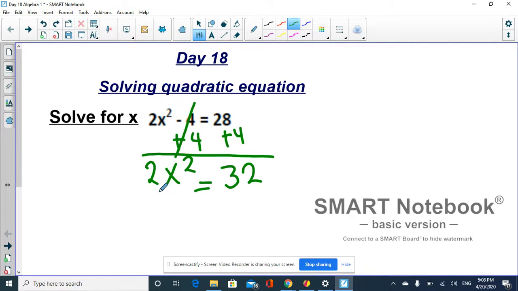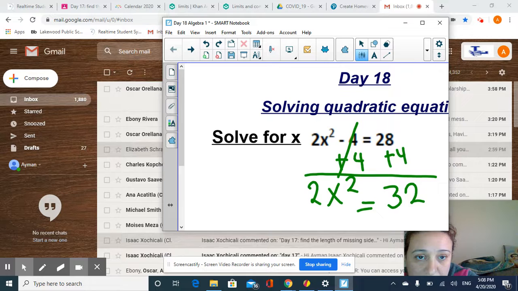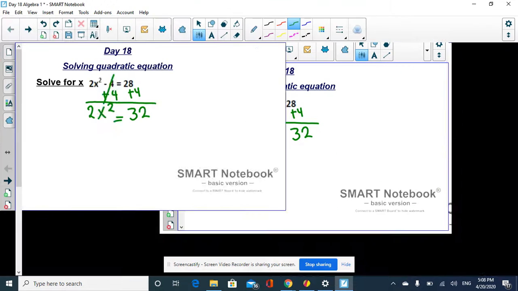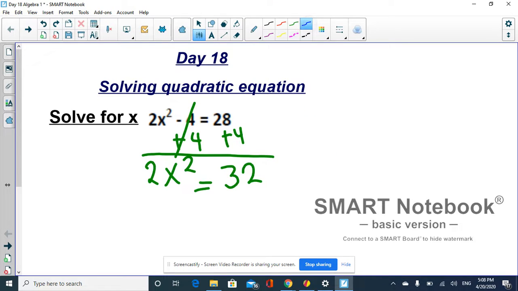2x squared, we don't need 2. We want to move 2 from this side, so we will divide by 2 because this is multiplication. Okay, this is multiplication, and the opposite to multiplication is division. Divide by 2, that means x squared, 2 divided to 1, x squared equals 32 divided to 16.